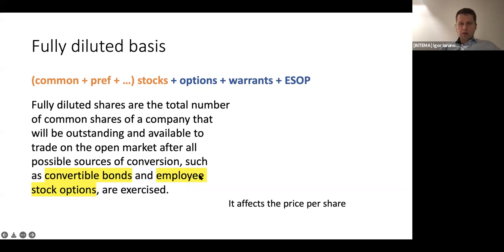Why does it matter? It matters because it affects the price per share. So the more shares you have, the lower the price per share will be. Okay.